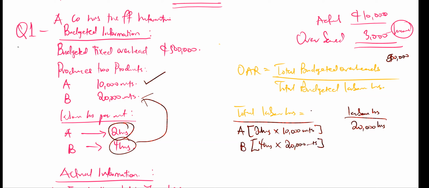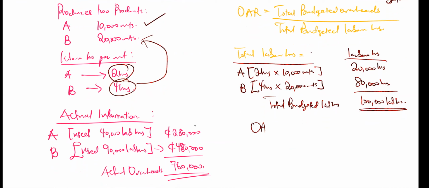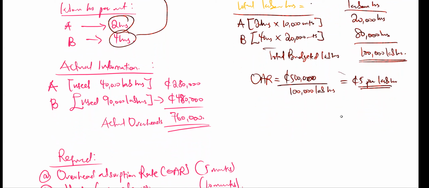And that gives us 80,000 hours. Our total budgeted labor hours give 100,000. So now we've gotten that, now we can get our OAR. Our overhead absorption rate gives us our total budgeted overhead, which was 500,000 per the budget information, and our total budgeted labor hours, which were 100,000 labor hours. So now when we divide, we get 5 cedis per labor hour, true or false? Is it not 5 cedis per labor hour?